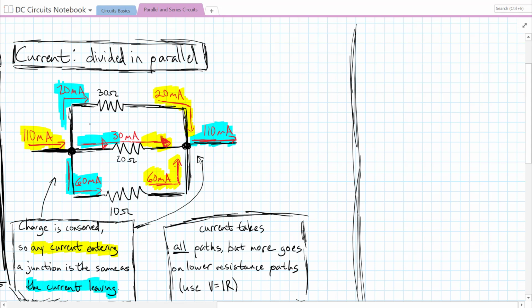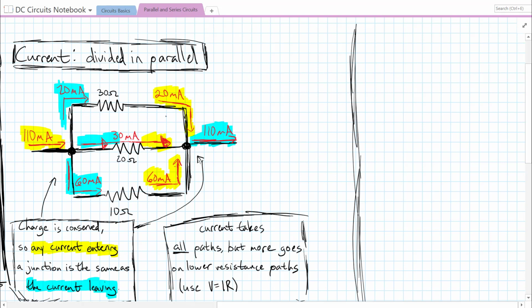So our current is divided in parallel. And it's divided based on the resistance of the paths. The more resistance we have, the less current we're going to get. And the less resistance we have, the more current we're going to get. And we can actually use Ohm's law to figure out how much current is going to take each path if we know the voltage and the resistances of each path. We also know that for constant voltage, current is inversely proportional to resistance. So if you have twice as much resistance, you're going to have half as much current.